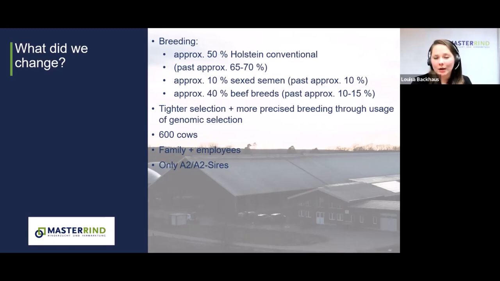And what we started about a year and a half ago is that we only use A2 sires. So that's like a basic standard. We don't use any others. So we can change our herd just through time, so we get ready for new markets that may come in Germany.